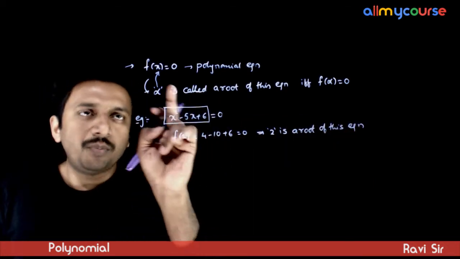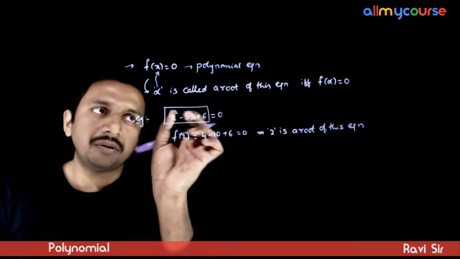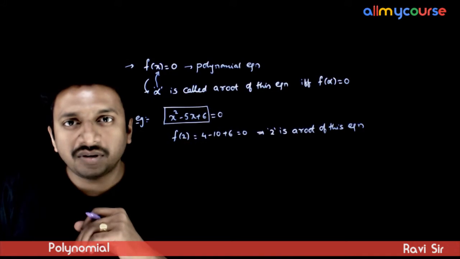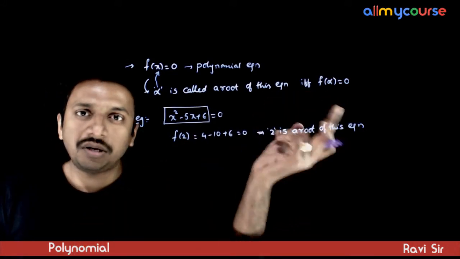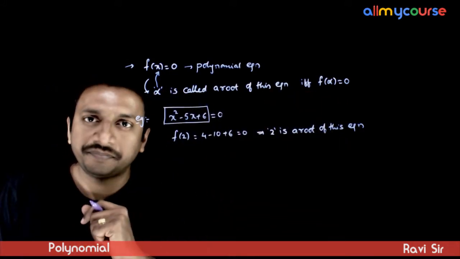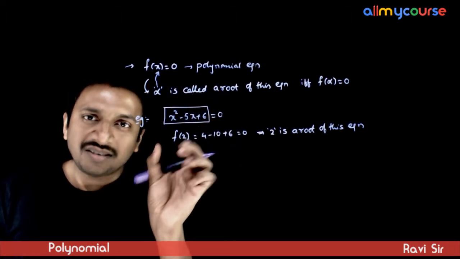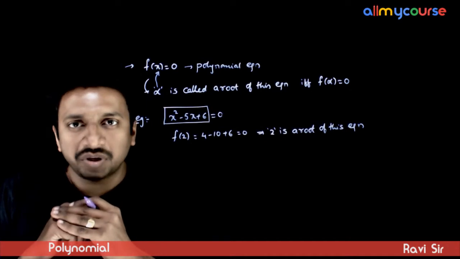So this works in both the ways. F of x is equal to 0. Alpha is called a root if f of alpha is equal to 0. And if f of alpha is equal to 0, then alpha is called a root. So this is the meaning of the root of an equation.